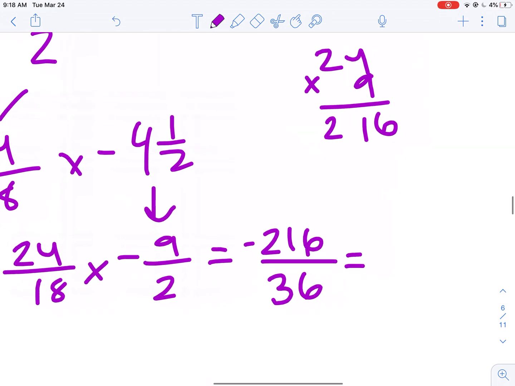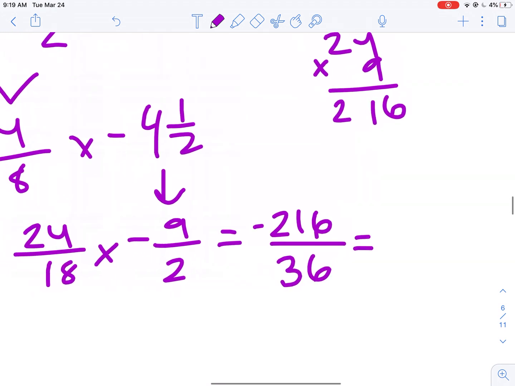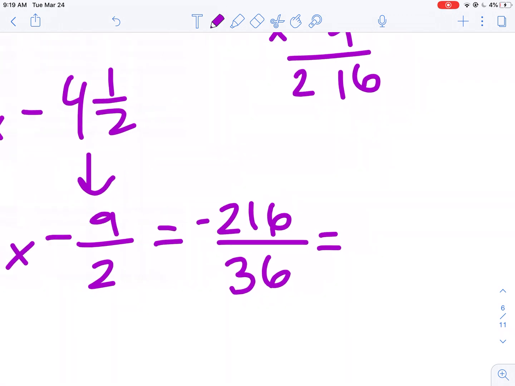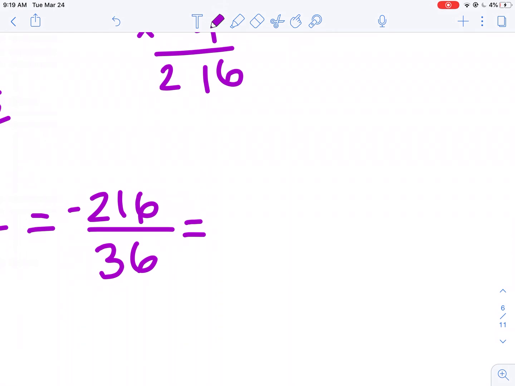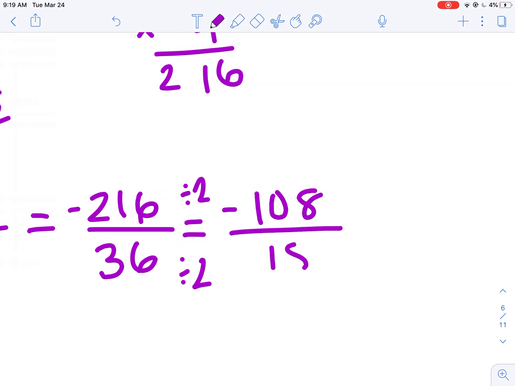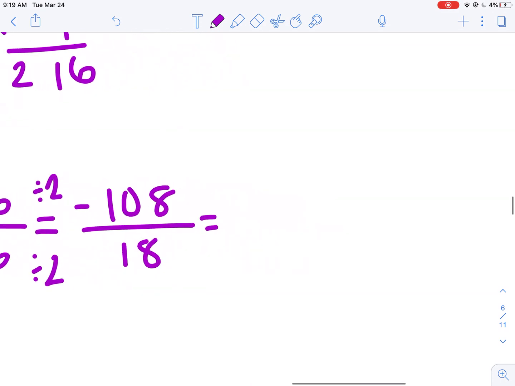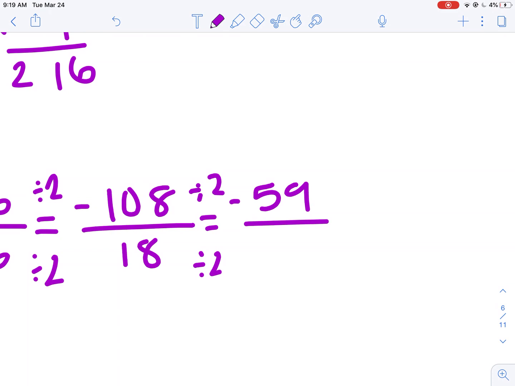I know that I can simplify both by 9. Let's do the more obvious one. For you guys, it might have been more obvious that you could simplify by 2. So if you simplify by 2, it would become divide by 2, and this would become 18. Let's divide by 2 again.